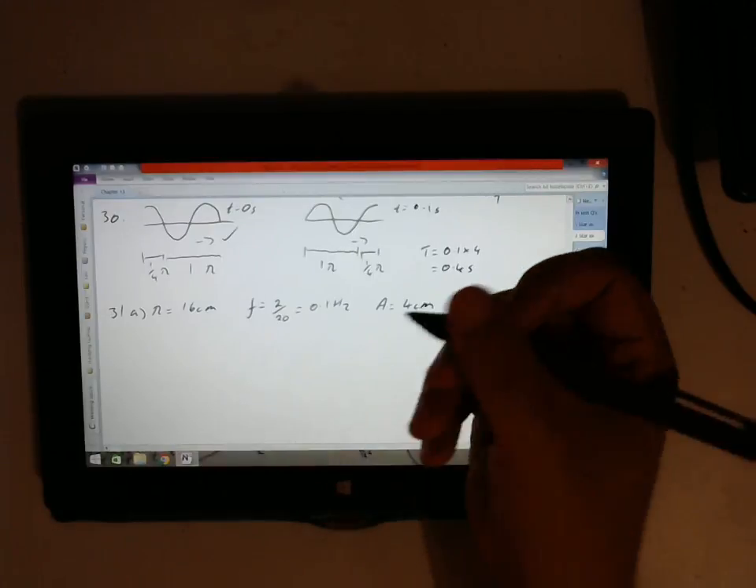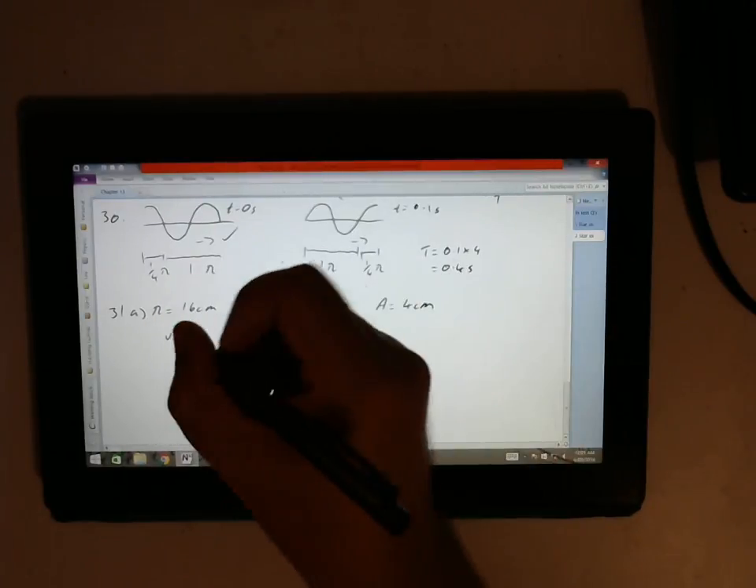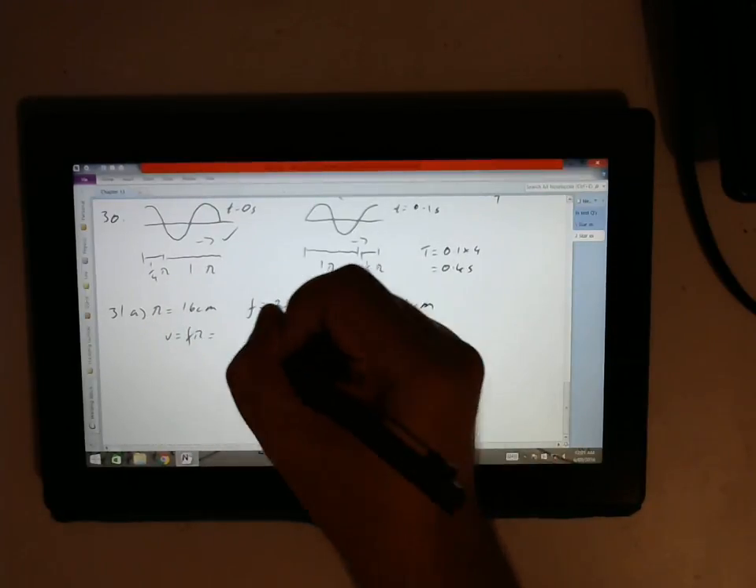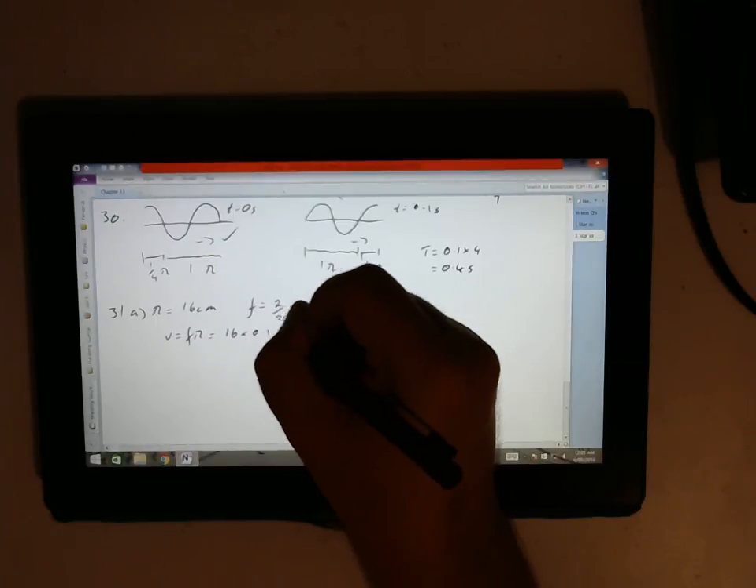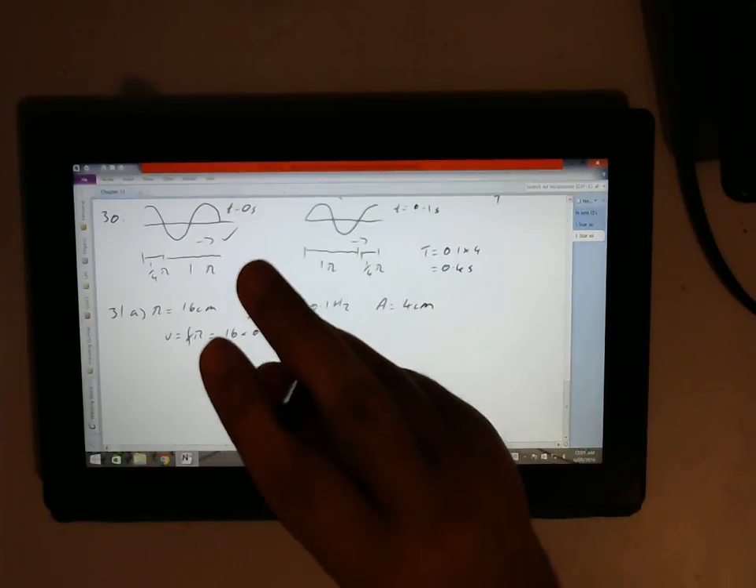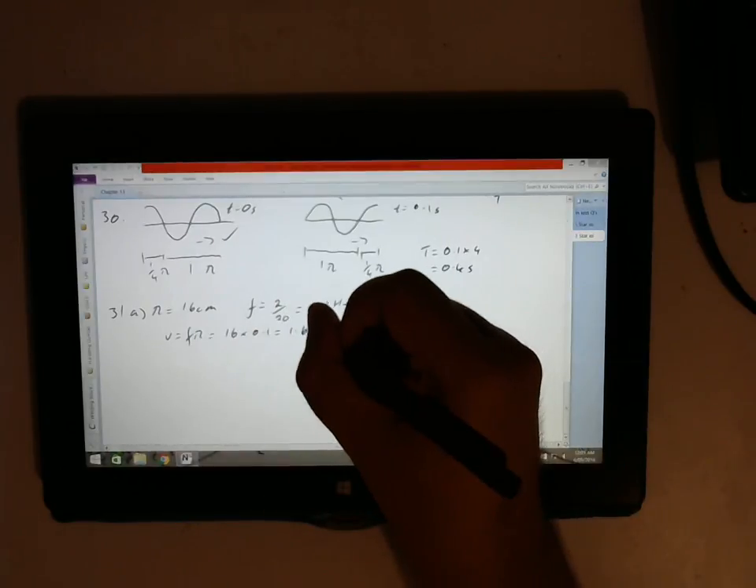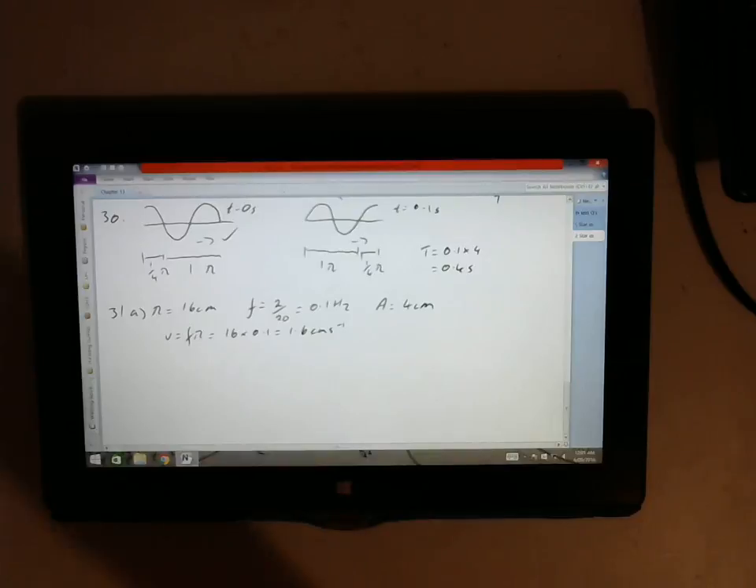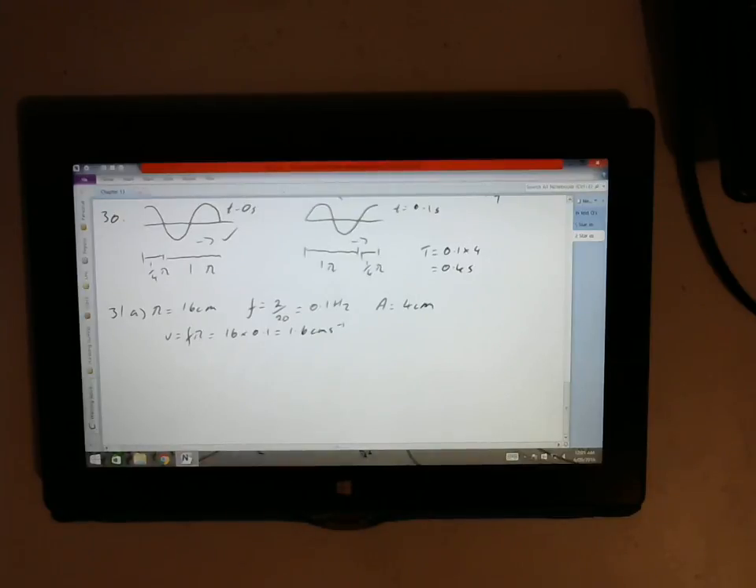Speed. So now we want velocity. Well, same as before, velocity equals f lambda equals 16 times 0.1 equals 1.6 meters. Oops, not meters, sorry. Centimetres per second. Okay.